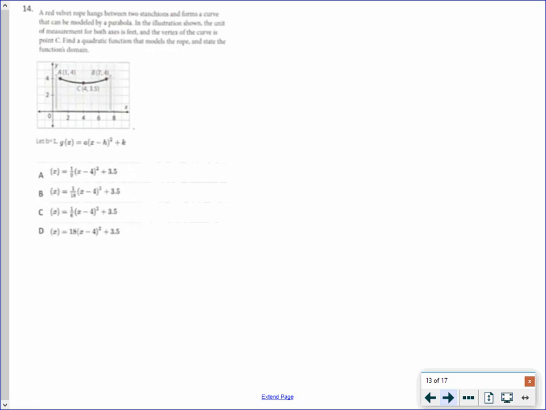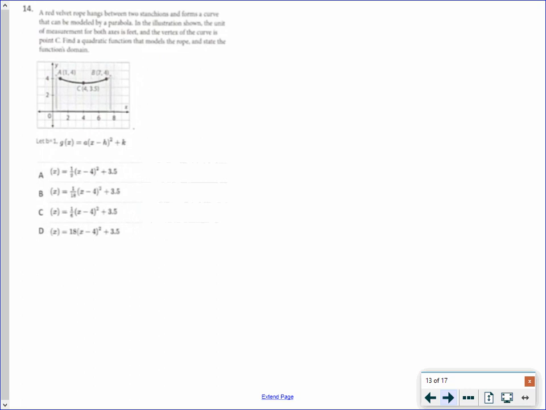14, it's kind of hard to see, but it's saying a red velvet rope hangs between two stanchions and forms a curve that can be modeled by a parabola. In the illustration shown, the unit of measurement for both axes is feet, and the vertex of the curve is point C. We need to find a quadratic function that models the rope and state the function's domain. It looks like we're only going to be solving for the function's equation.